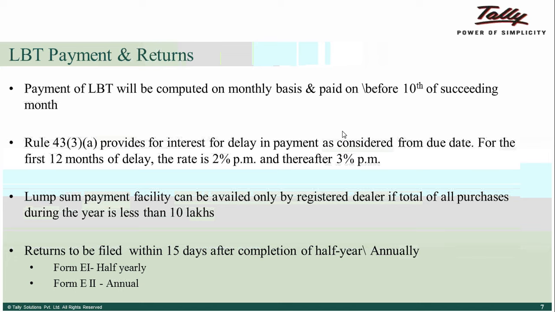Any doubts here? Udit is asking what exactly the E1 and E2 forms are. These are the return forms. These are the return filing forms which you have to file to the department. Is it clear?